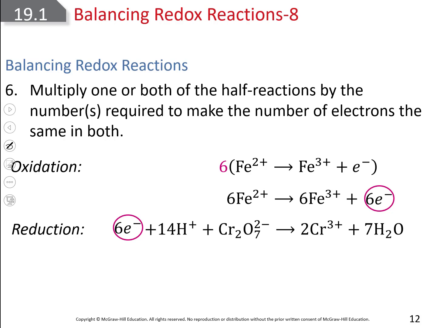So step 6 is to balance the electrons by multiplying the half reactions by whatever coefficient gets them to their least common multiple. So that's step 6. One more step to go.